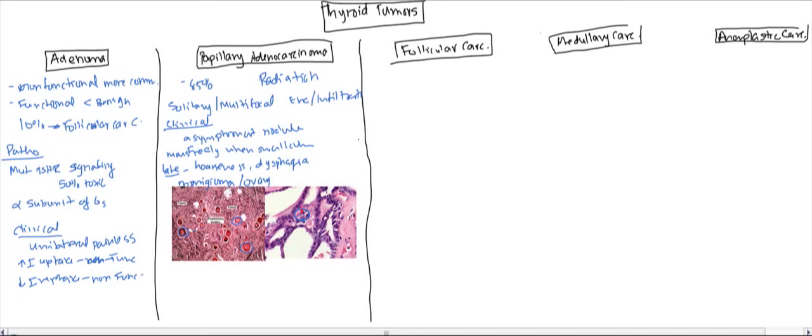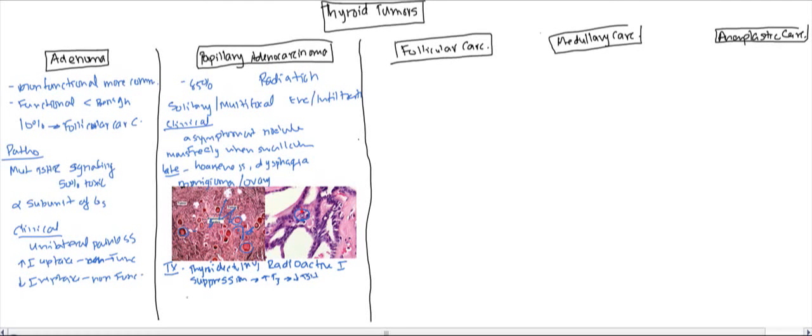How would you treat it? The treatments for this, obviously you could do a thyroidectomy. You can give radioactive iodine, and that should kill a lot of the tumor cells. And you can also give suppression therapy, which is basically giving increased T3 so that you can decrease TSH as well.